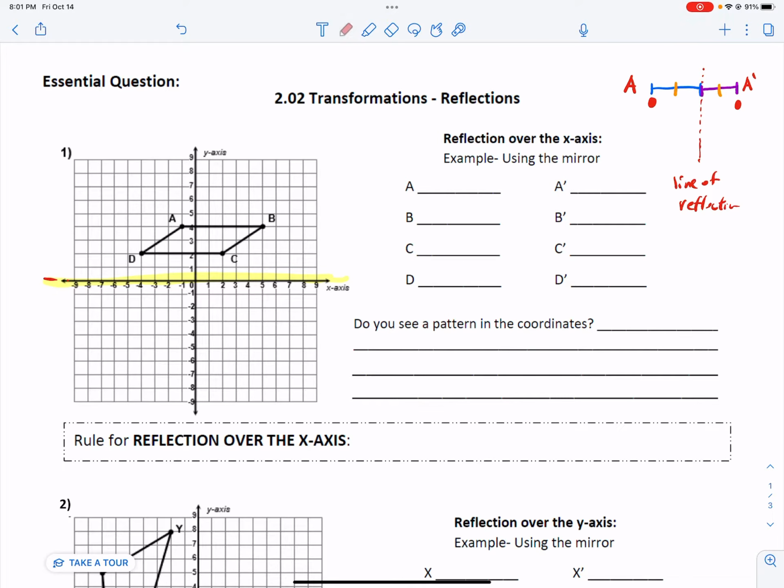And then I'm going to list out the points for our shape. At A, we're at -1, 4. At B, I'm at 5, 4. At C, I'm at 2, 2. And at D, I am at -4, 2. So with this reflection over the x-axis, the pre-image will be equidistant from the line of reflection as the image is to the line of reflection.